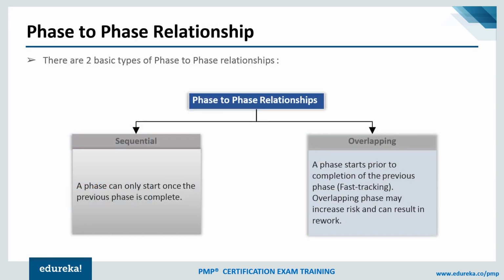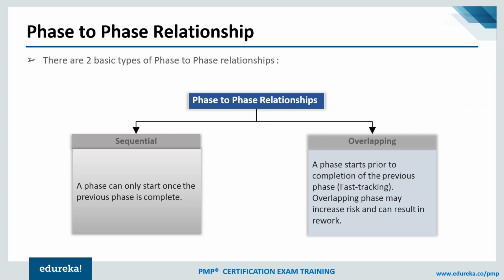As per the PMP guide 5th edition, there are 2 different ways in which a phase connects with another phase. One can be sequential and the second is overlapping. Sequential is where the end of phase 1 will kickstart the next phase.